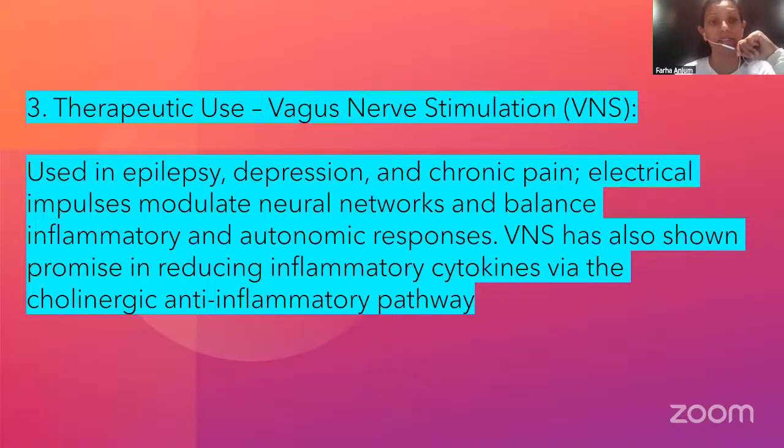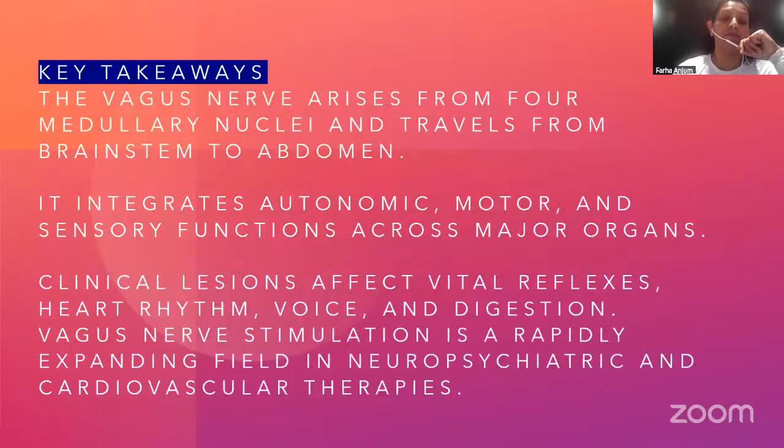It is used in epilepsy, brain, and balance. It has also found promise via the cholinergic anti-inflammatory pathway. So the vagus nerve is very vast.